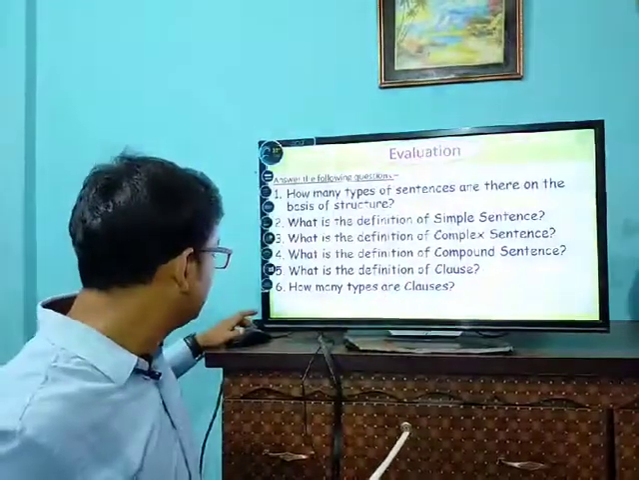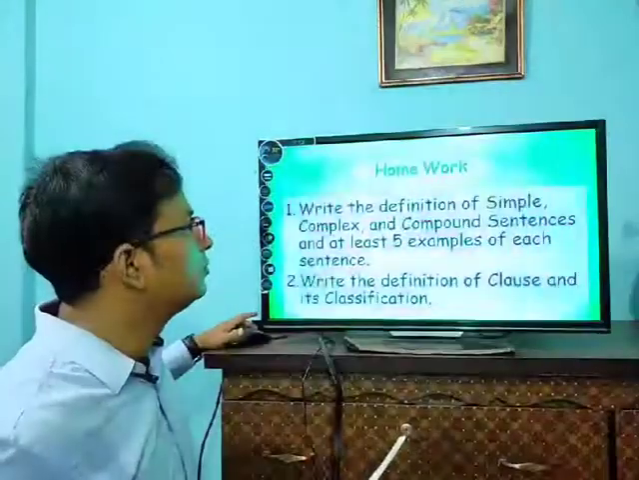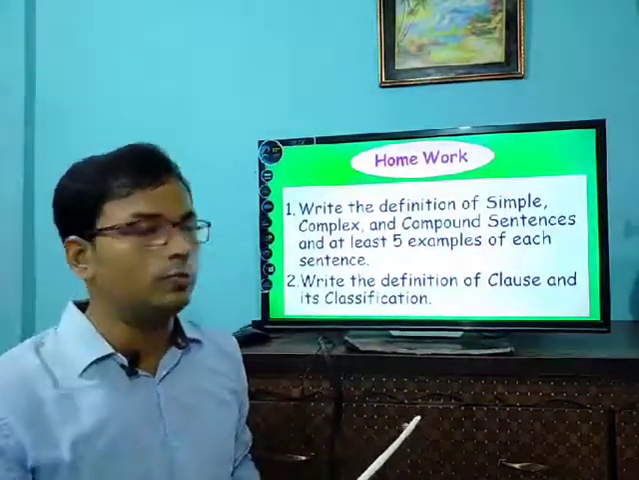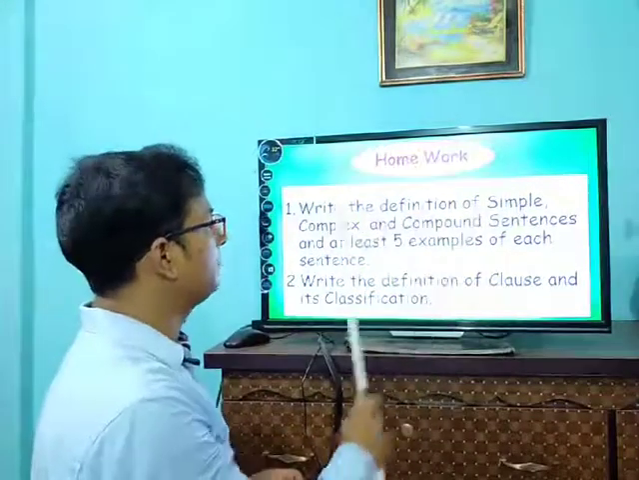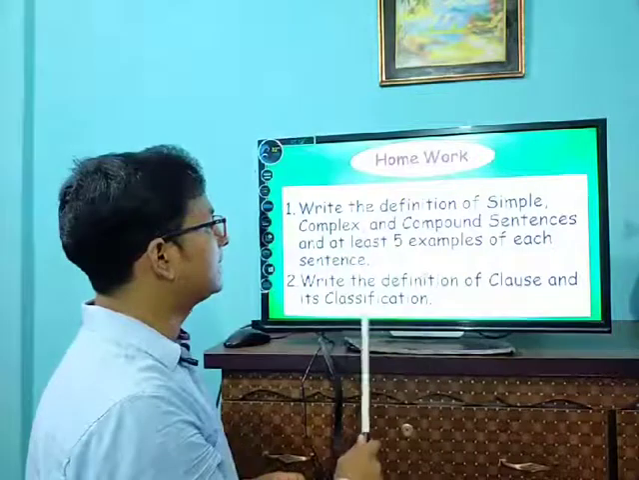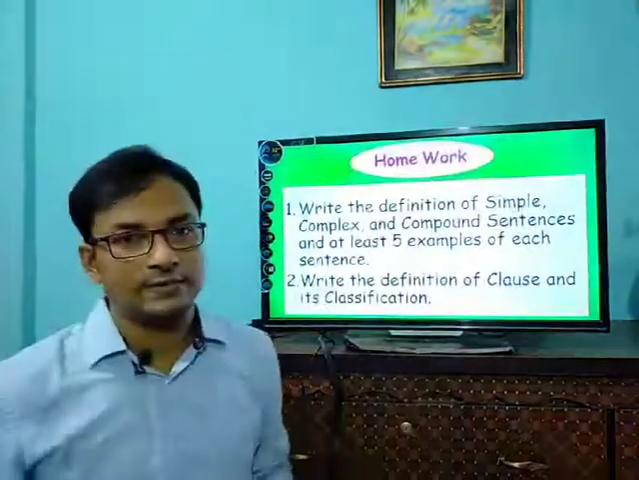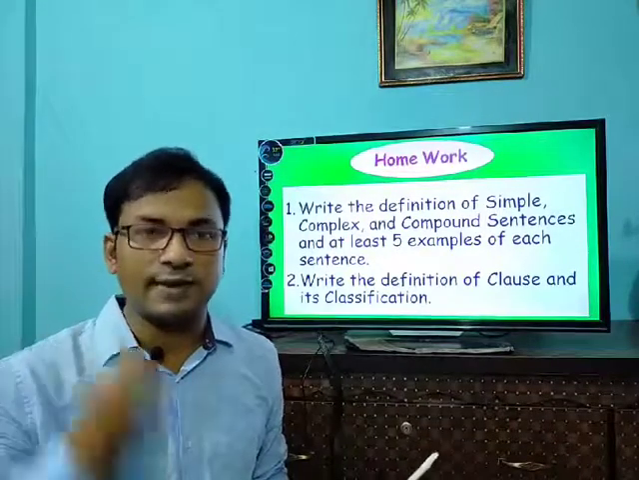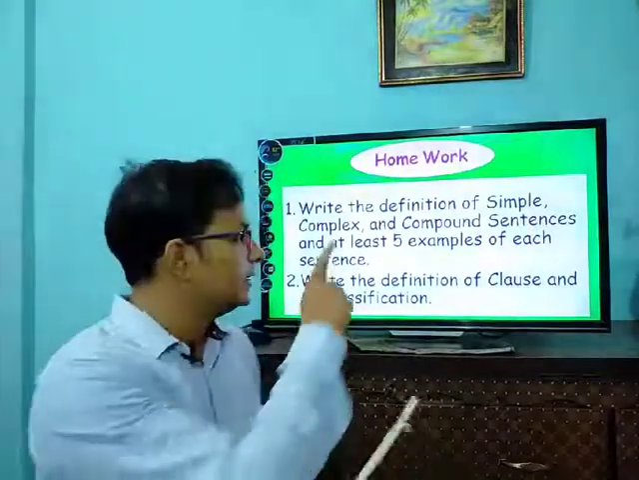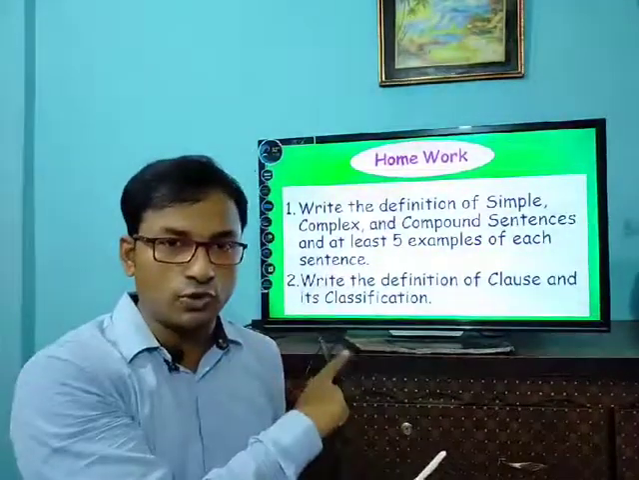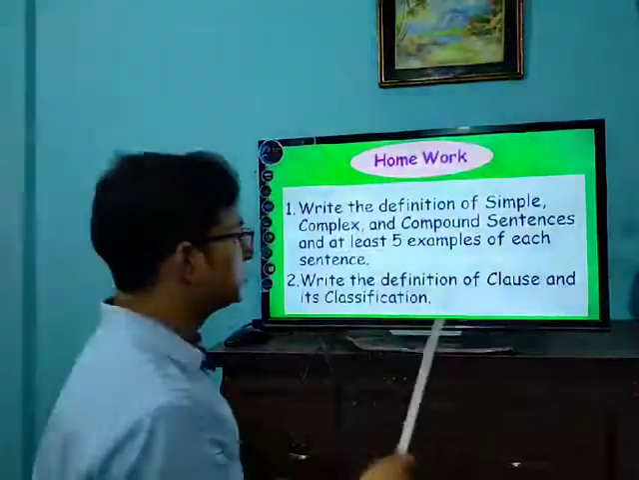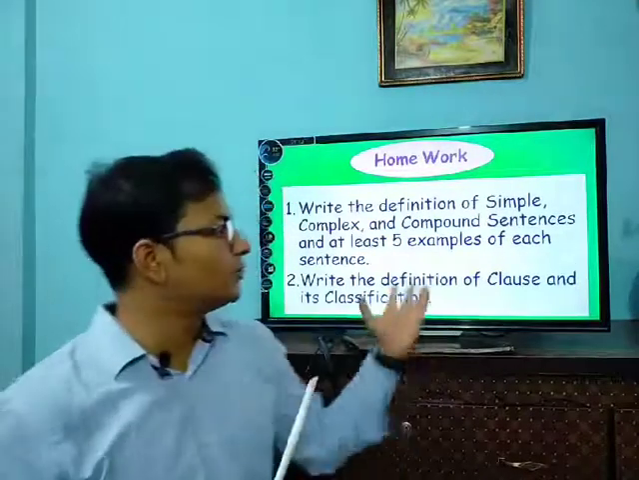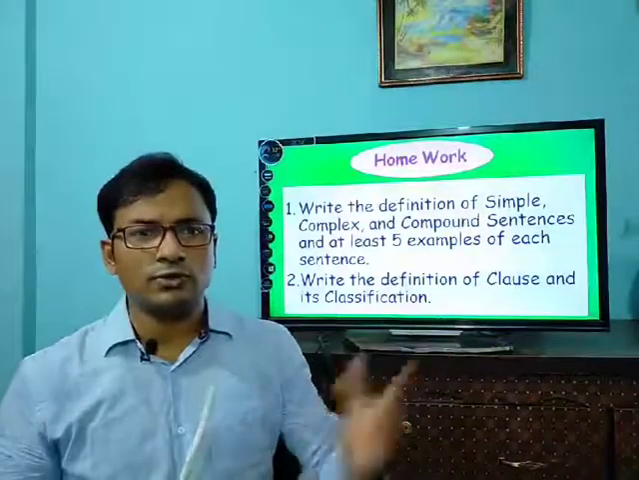Now we are at the very end of our class. It is time for your homework. Write the definition of simple, complex and compound sentences and at least 5 examples of each. I hope that you will do your homework. Next, write the definition of clause and its classification. So this is your homework. Just write it in your copy.